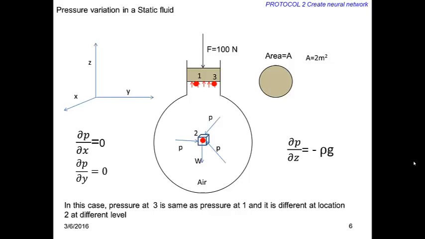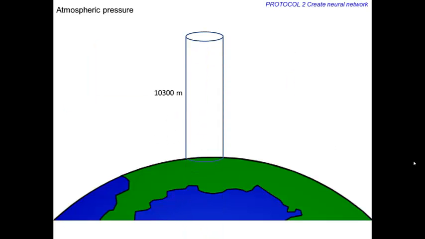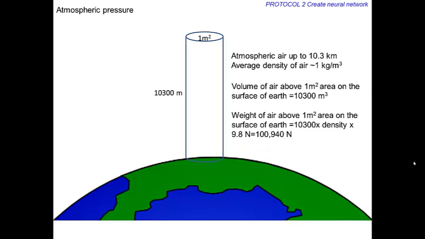Atmospheric pressure is the weight of the air column, per unit area, above the surface of the Earth. The atmosphere roughly extends to 10.3 kilometers from the surface, and it weighs nearly 100.9 kilonewton per meter square on Earth's surface. Approximately, the value of atmospheric pressure on the surface of the Earth can be taken as 101 kilopascals.